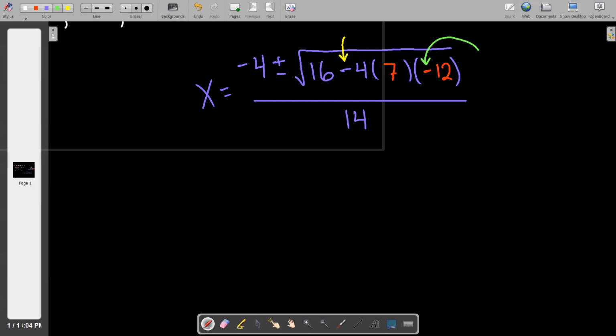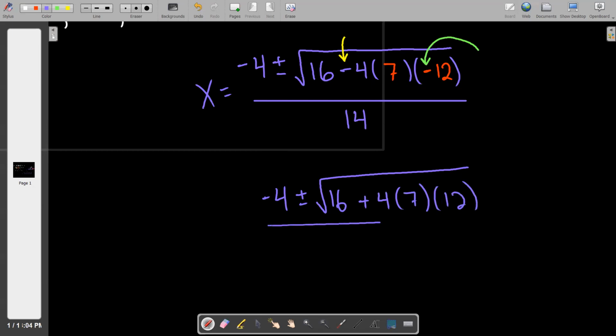So what's going to happen now is what this actually says is -4 plus or minus the square root of 16 plus 4 times 7 times 12, all over 14. I know I won't normally show that whole step over again. I did it this time just so you can see that what happened was this minus and this.